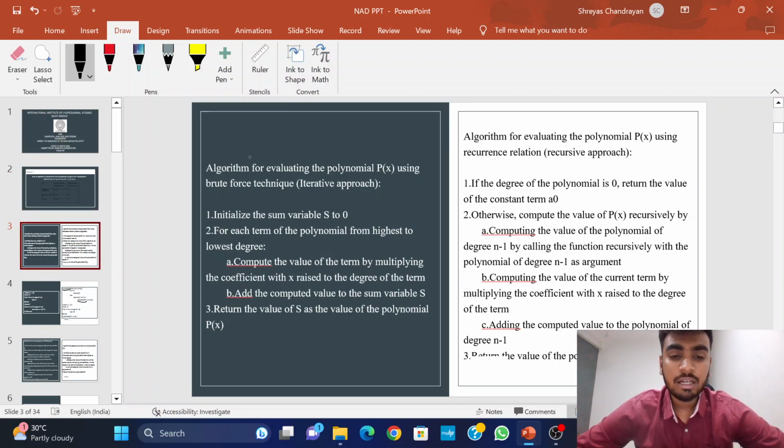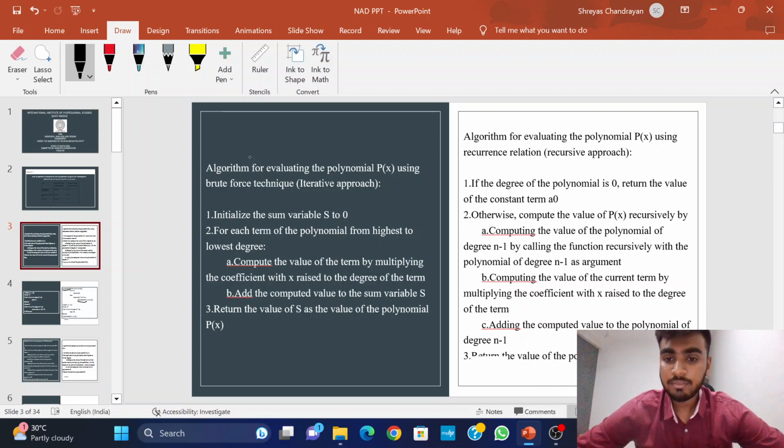Here, there is an algorithm for evaluating the polynomial P(x) using the brute force technique, which is also known as the iterative approach. Firstly, we initialize the sum variable s to 0. For each term of the polynomial from highest to lowest degree, compute the value of the term by multiplying the coefficient with x raised to the degree of the term. Then add the computed value to the sum variable s, and return the value of s as the value of the polynomial P(x).